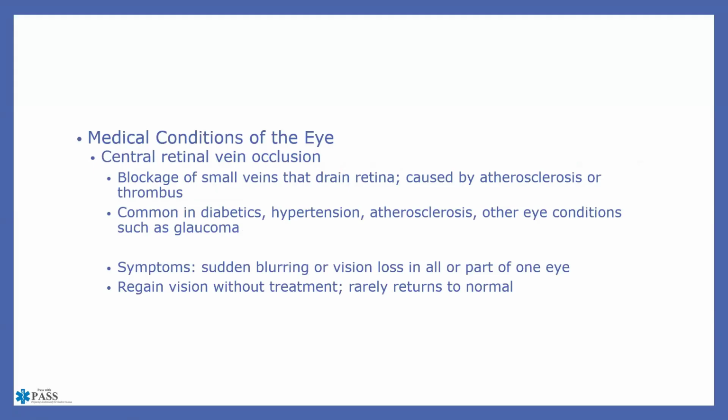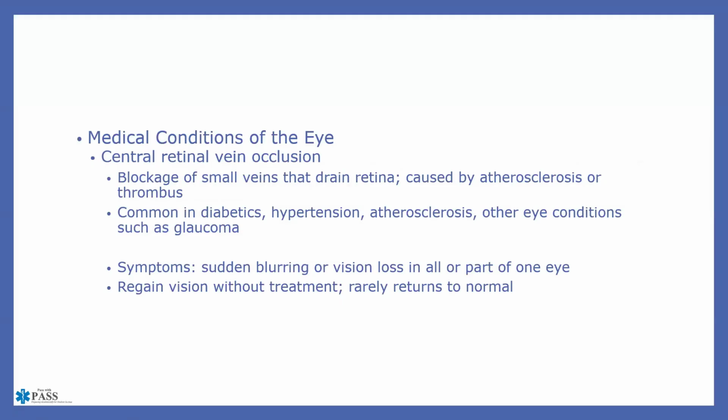I told you that there's a central retinal vein occlusion, and this is similar to that. It's just basically a blockage of the small veins that drain the retina, caused by a thrombus or atherosclerosis, just like the arterial occlusion is.